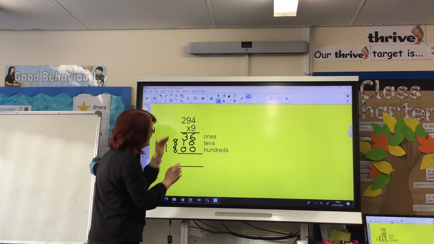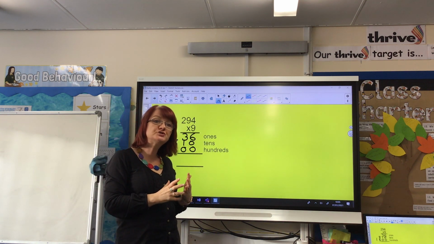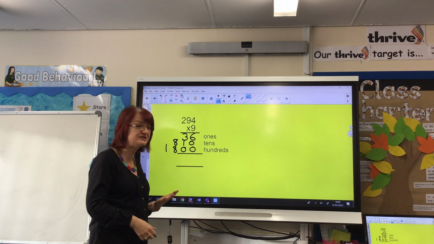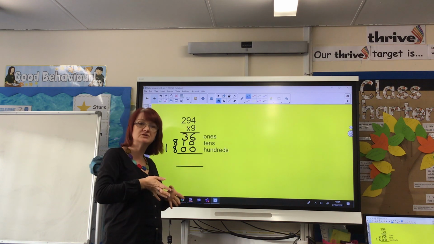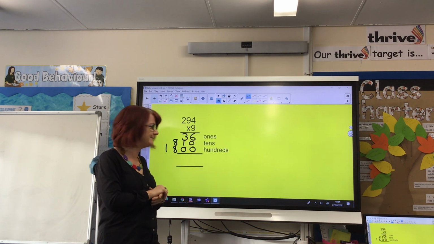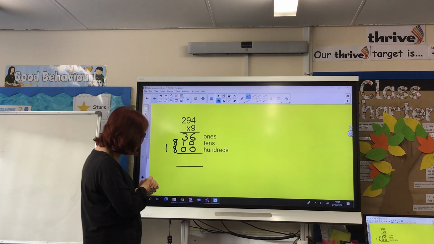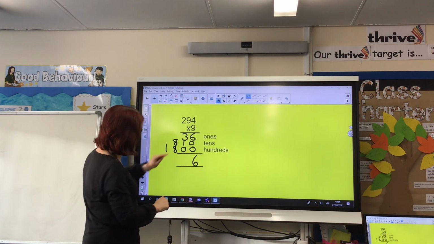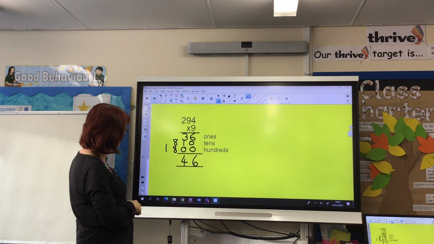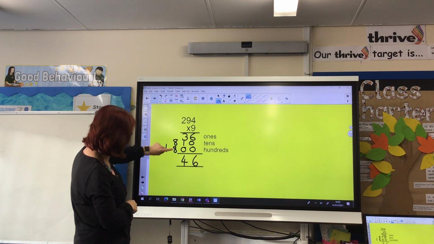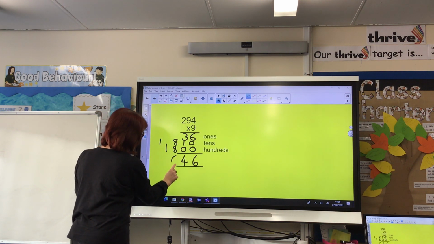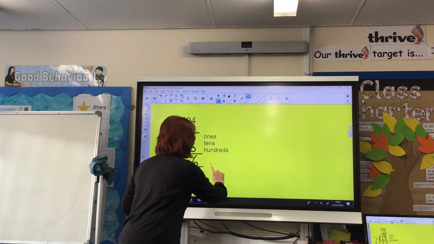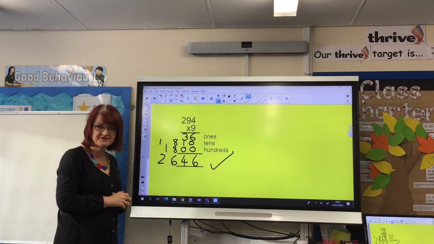Can you see again how everything is lined up, children? I know some of you may not have squared paper at home, you may just have lined paper to work out your calculations. Try your best to keep them all in those columns, otherwise that's where the mistakes happen when you put them in the wrong place. Now we're going to add our ones, that makes 6. Our 10s, that makes 4. Here comes our renaming. Our 100s, 800s and 800s, that's 1600s. And then I've got that there and that there, so I've got 2646 for that.